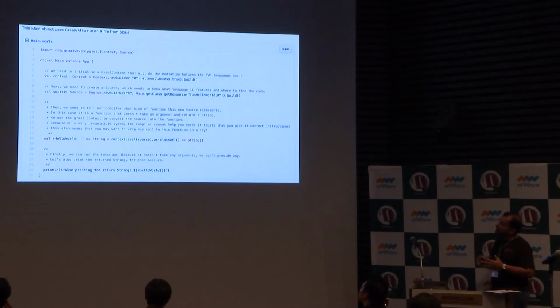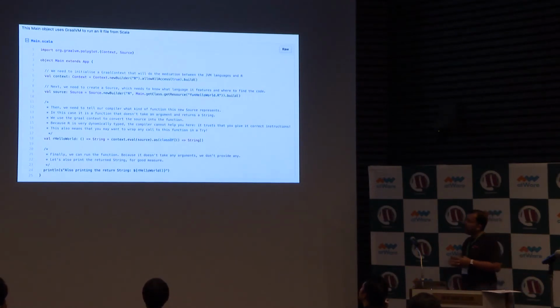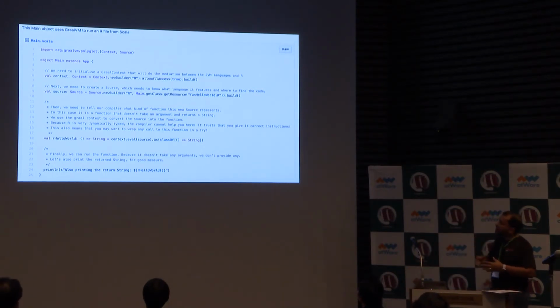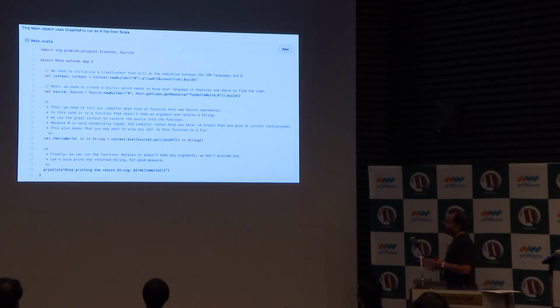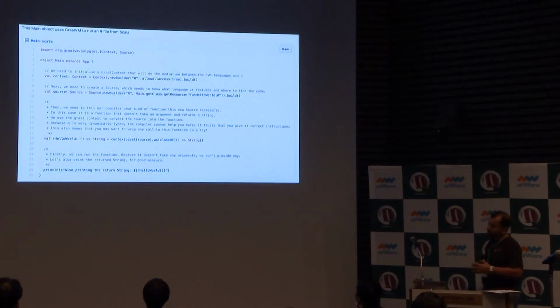But here is another example of how to run Graal and call an R file from Scala. A lot of data science requirements involve calling R from within Scala. So you can actually initialize a Graal context. You can create a source, tell the compiler what kind of function you want as part of the context evaluation, and then also print the string accordingly. So you can do that in a specific setting like that.